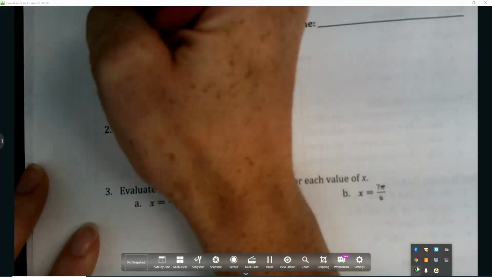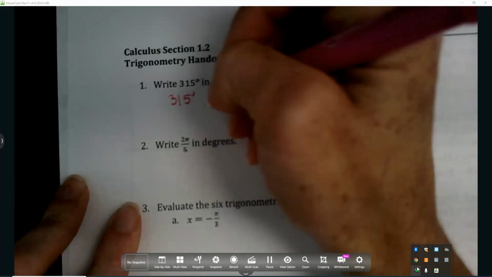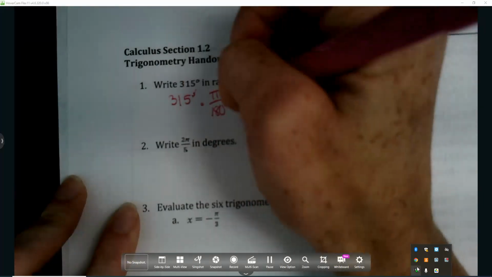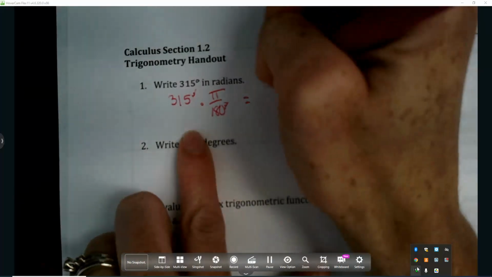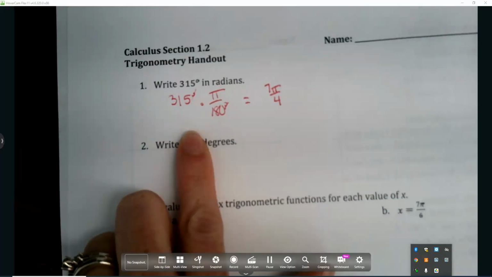I rewrote it. How do we write 315 degrees in radians? Times pi over 180. Or you could just know that it's 7 pi over 4. Yes. Okay, so degrees cancel. 315 over 180 reduces to 7 pi over 4. And if you know your unit circle, you didn't even have to do that.